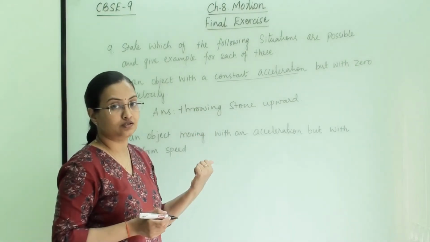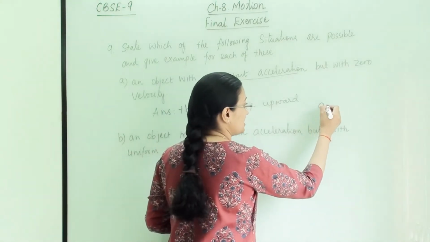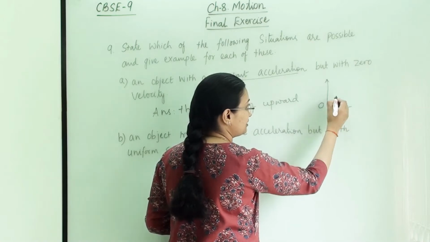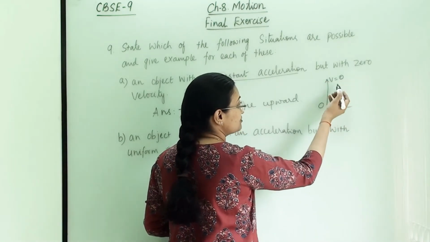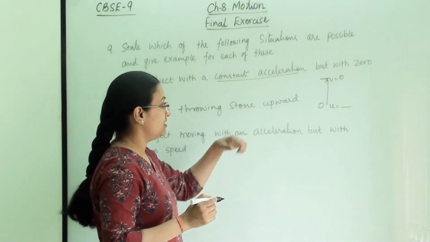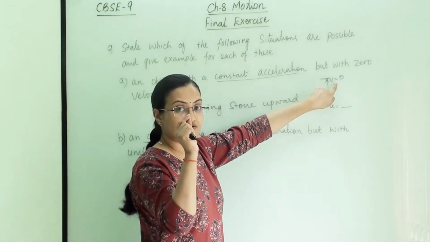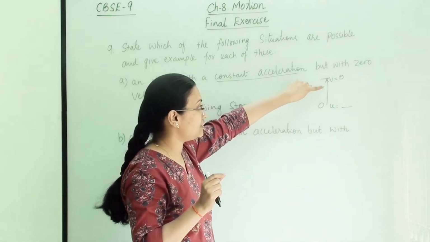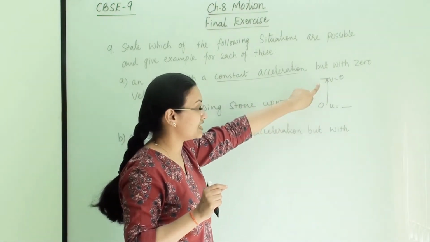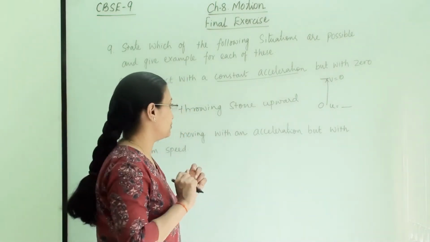We have seen this in the numericals, that when we are throwing it upward, what will happen? We are throwing with a certain velocity, so it has some initial velocity, but its final velocity will be zero, because at one point it will stop and it will come back. So for a fraction of a second its final velocity will be zero, but it is in continuous acceleration. So in this case, it has an acceleration, but its final velocity will be 0.